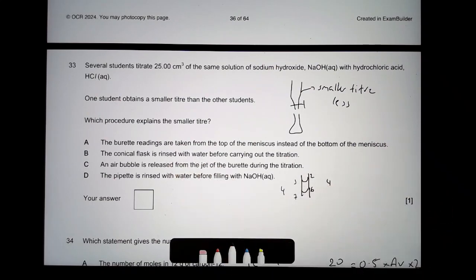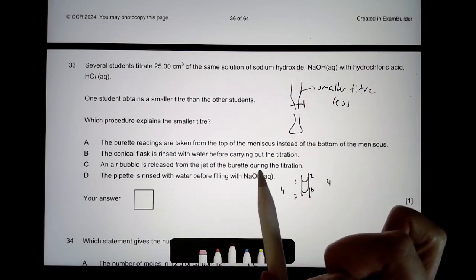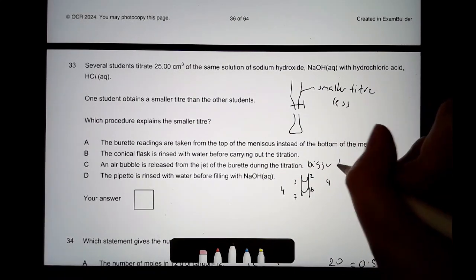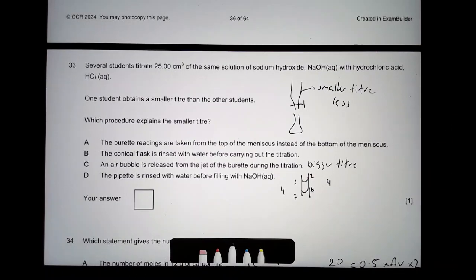The conical flask is rinsed with water. No, that's not going to affect the titre because water cannot react with what's in the conical flask. Therefore, it's not going to affect how much you add from your burette. If an air bubble is released, you're going to end up getting a bigger titre, because say you have written down that you have added 20 centimetres cubed. In actual fact, you might only have added 19, and 1 centimetre cubed was just air bubbles. That's going to give you a bigger titre because you're not adding as much as you thought you were.